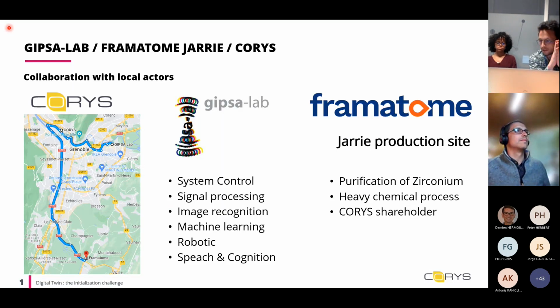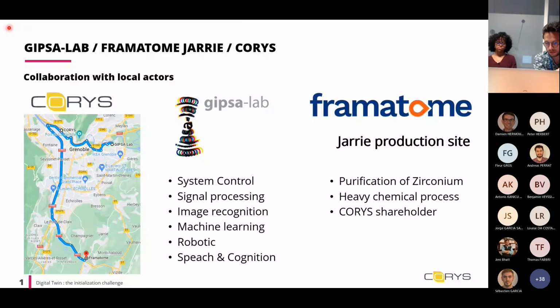Just to mention, this project is a collaboration between three actors. So basically it's Coris, the main headquarter in Grenoble, with a control laboratory in France, quite a famous one in Grenoble called GIPSA-lab. And this is where Louis is also working. And finally, we have an industrial partner, and this is a production site at Framatome, which is one of our shareholders. This production site is responsible for zirconium production, which is used for nuclear power plants. But we will talk about this a bit further in the presentation.